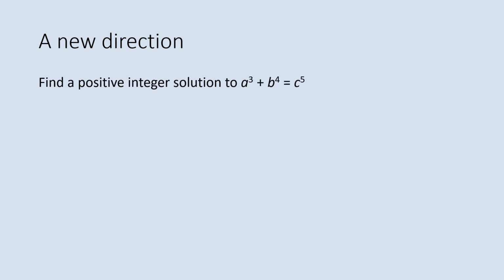Let's change the exponents. Let's have a mixture where we have a to the third plus b to the fourth equals c to the fifth. Is that more difficult? Is that easier? What happens? In this situation, I will tell you going in that this equation does have positive integer solutions. So we aren't in the a to the third plus b to the third equals c to the third scenario now. We do have an equation that does have solutions.